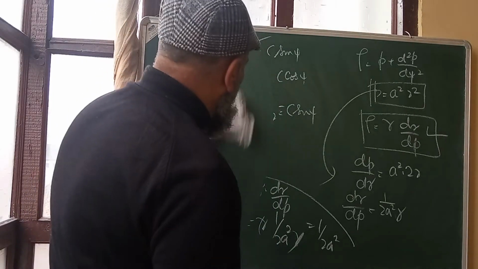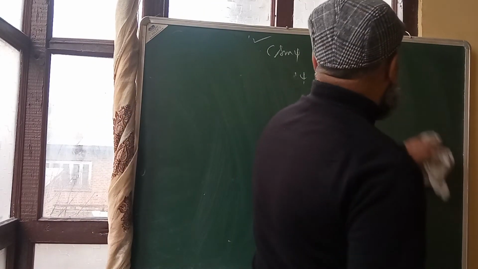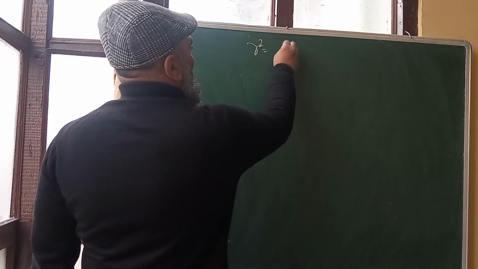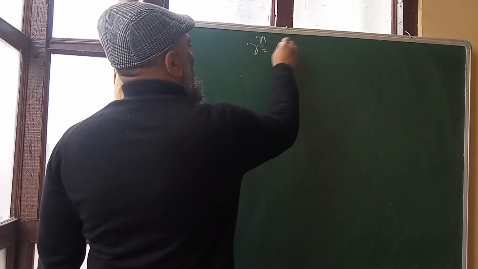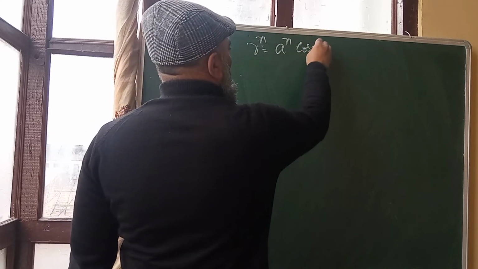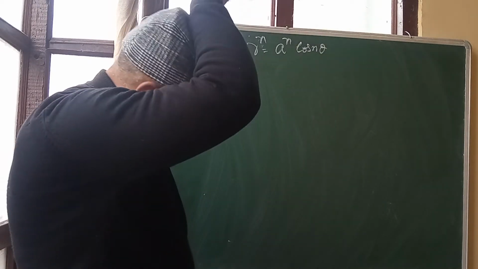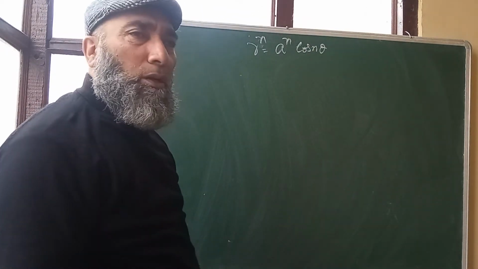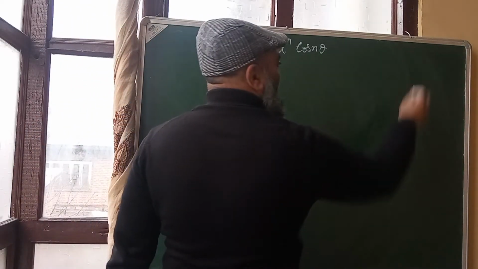I will take one last question, then this curvature is finished. Let me take r^n equal a^n cos n theta. I will just show you how to find r1 and r2, the rest you will do. Now I have to find r1 and r2.